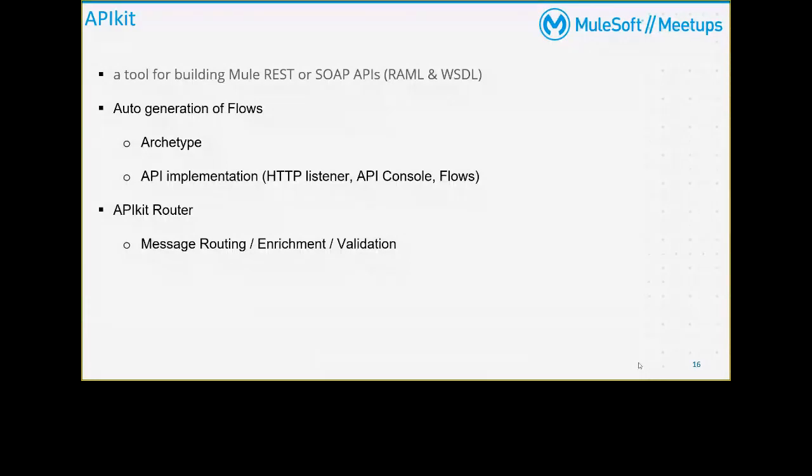Internally it uses an archetype to create it, and it automatically creates a single entry point for our API as an HTTP listener. Then it also gives an additional flow like an API console wherein we can see all the flows which are available, and also automatically creates scaffolding so that it gives an entry point for our implementation. Based on that we can start implementing it. So the basic functionality of APIKit router is message routing, enrichment, and validation.